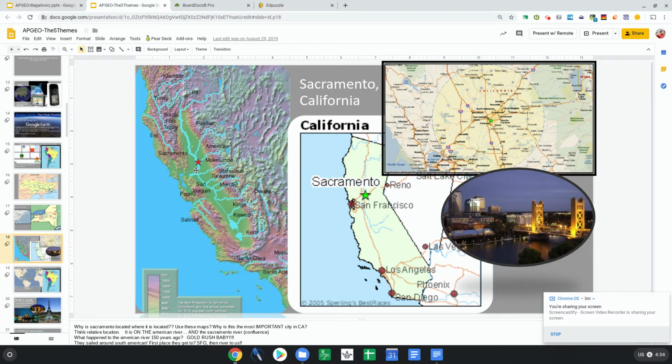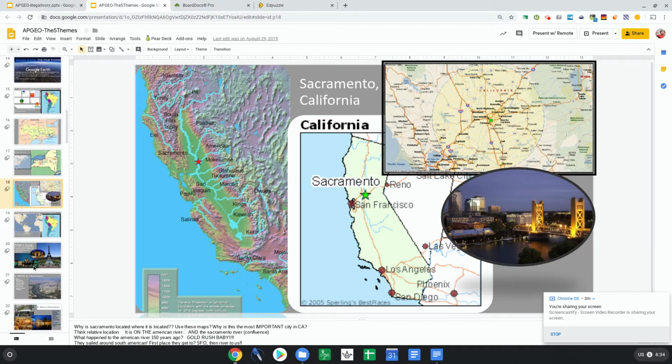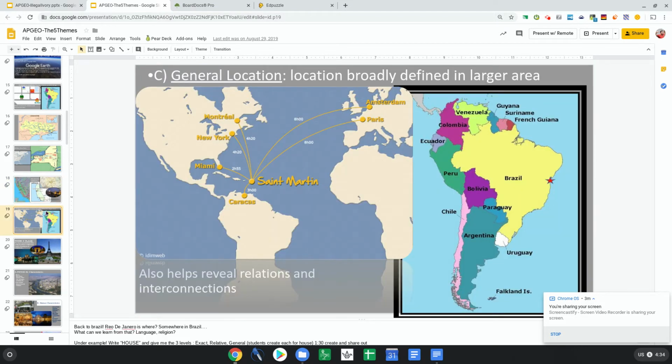But basically, when people came to visit, they went to San Francisco and then down the river to us to get to the gold, right? So our relative location is more important than our exact location in this case. The third one is general location. This one's really simple, by the way. It's just being vague about where something is, right?